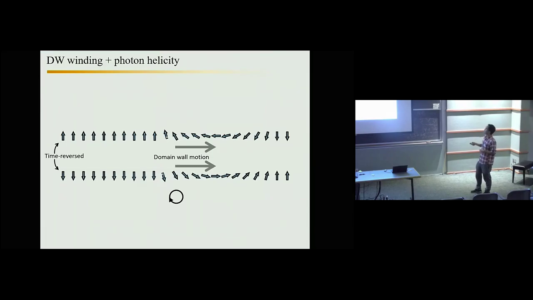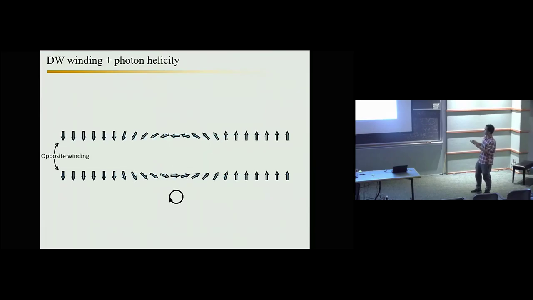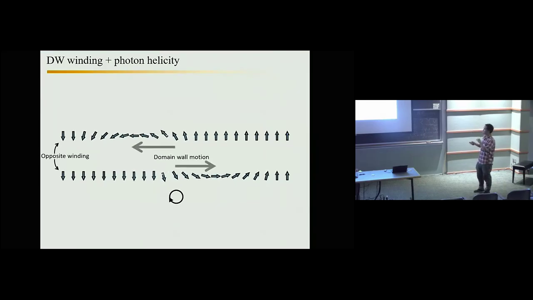Okay? Going through the same exercise, but now for domain walls of opposite winding, results in domain wall motions that are opposite to one another. Okay? So this picture, this global rotation, is consistent with our observations.